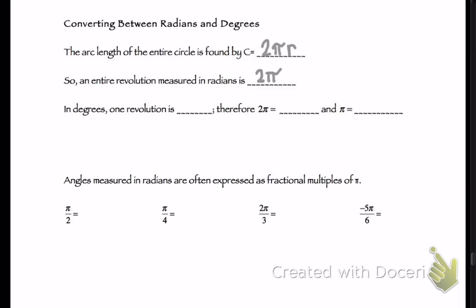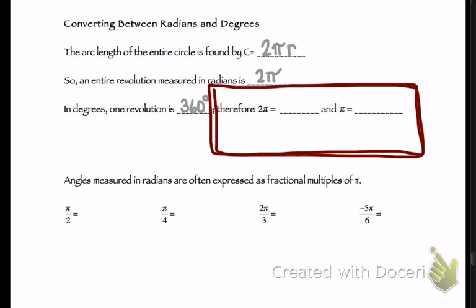In degrees, one revolution is 360 degrees, and therefore, here it comes. This was our whole purpose of our activity. The whole purpose of the activity was to understand this box right here. It's going to be so important that you understand that 2 pi radians is equivalent to 360 degrees, and that pi radians is equivalent to 180 degrees. I cannot stress to you how important that is to remember.